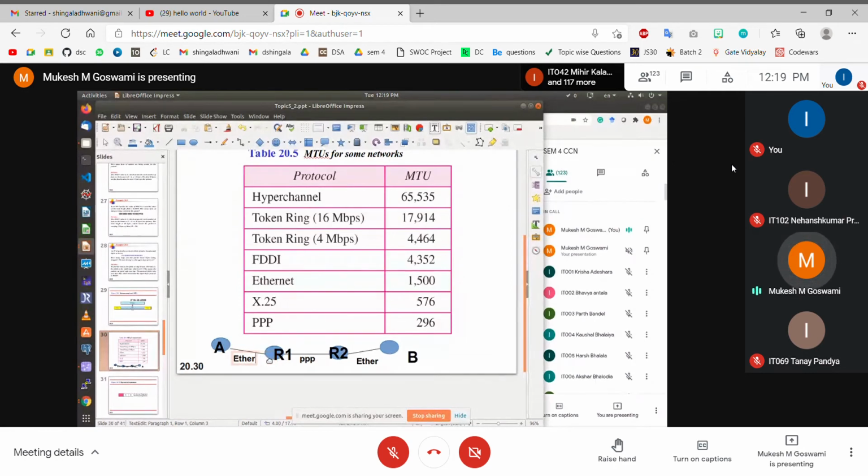Why is it 1500? Because the MTU for Ethernet is equal to 1500. So you have generated a packet, and the size of that particular packet is going to be equal to 1500.